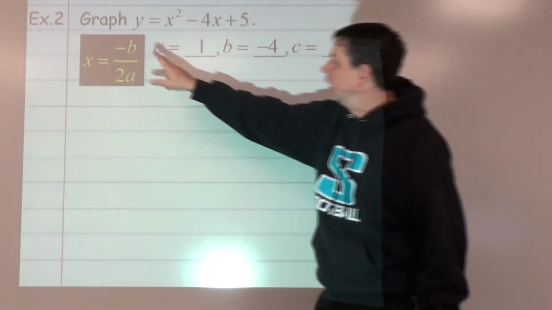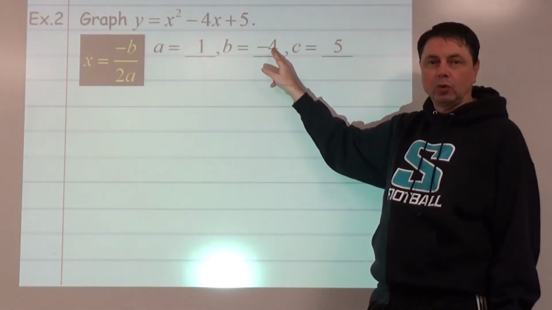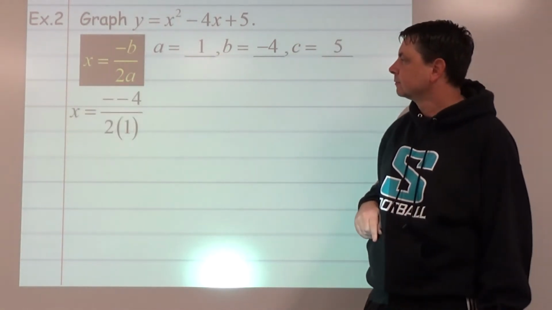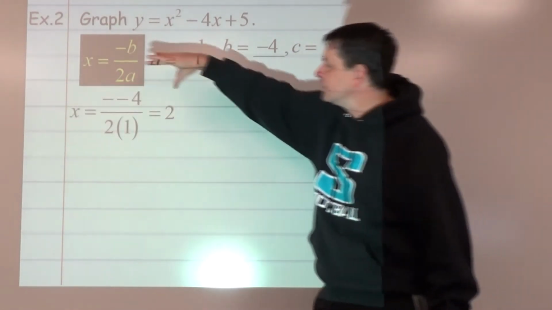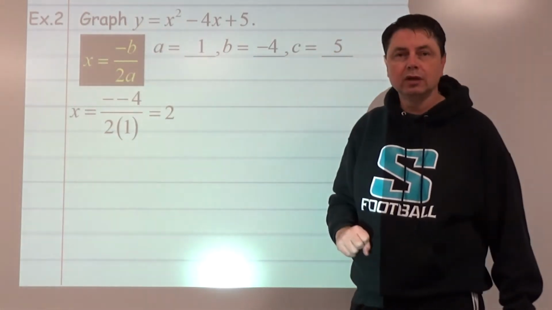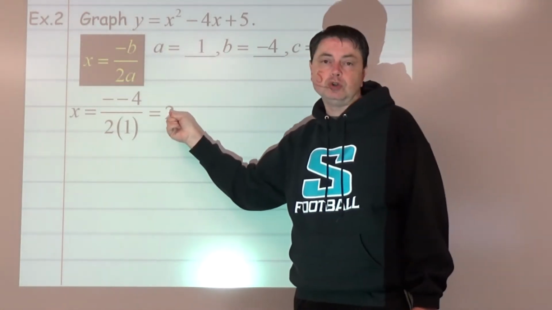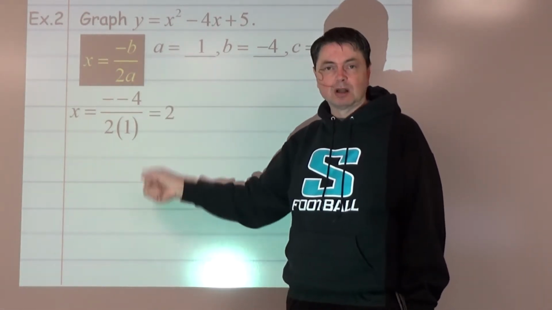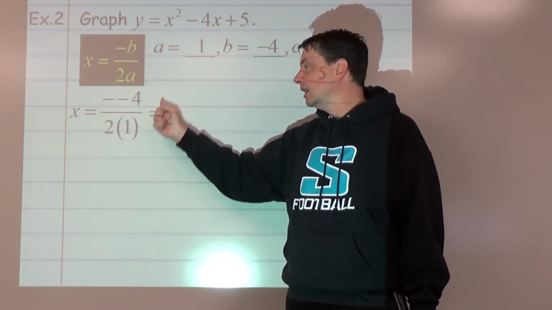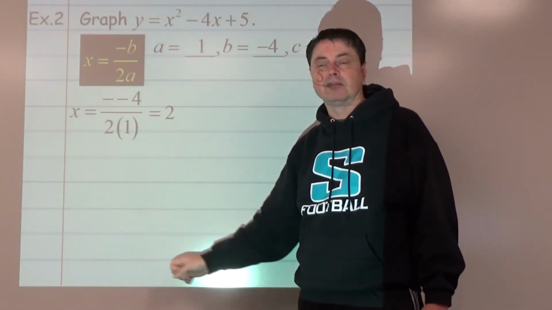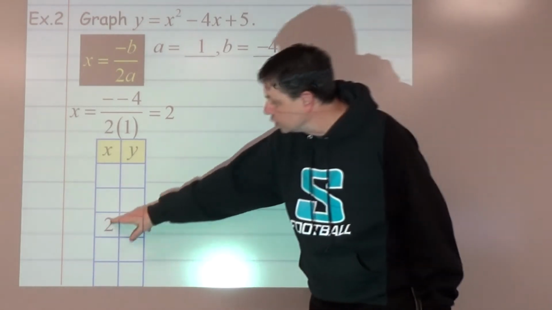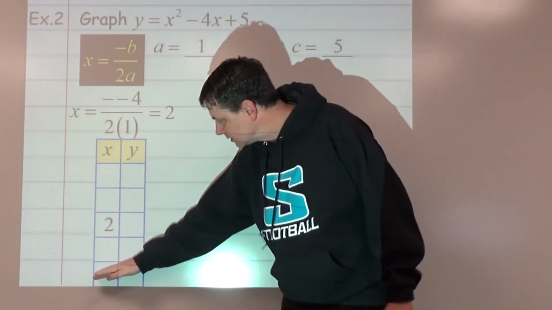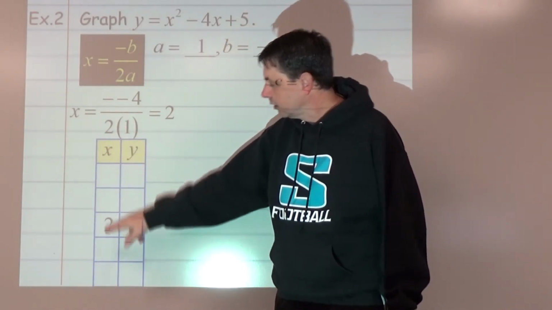So we're going to use that. We're going to say the opposite of negative 4, so positive 4, divided by 2 times the 1. So positive 4 divided by 2 is 2. So for our table, we're going to have the 2 be the middle x. And then above that, the ones that are smaller, like 1 and 0. And then below that, the ones that are bigger than 2, in order, 3 and 4. Make sure it goes in order. So 2 is going to be the middle x, and then we'll go in order, smallest to biggest: 1, 0, 3, 4.